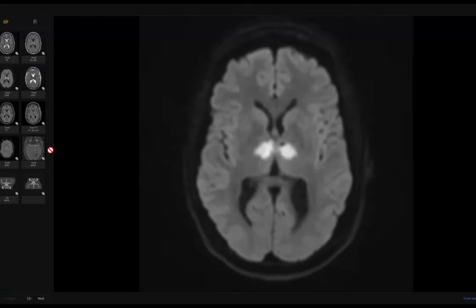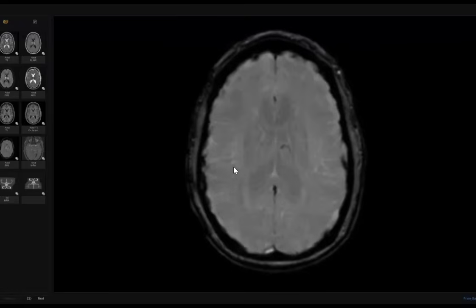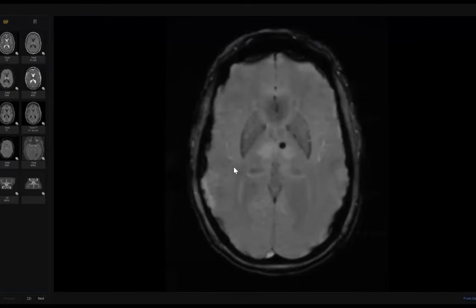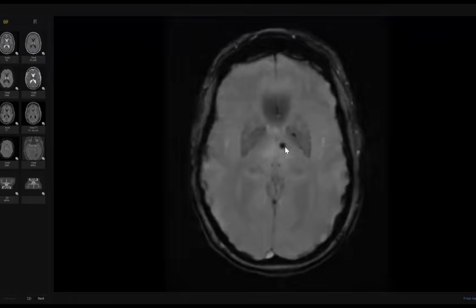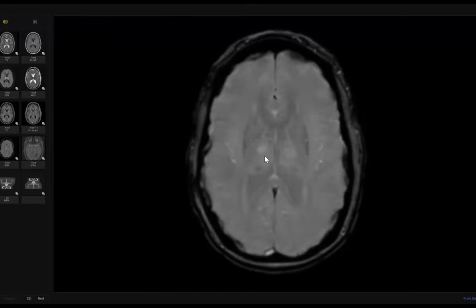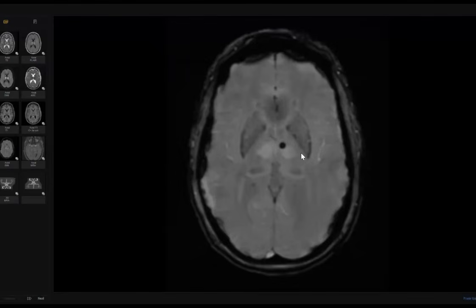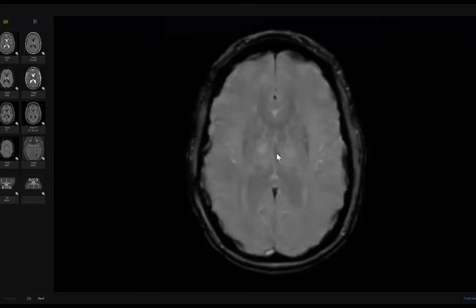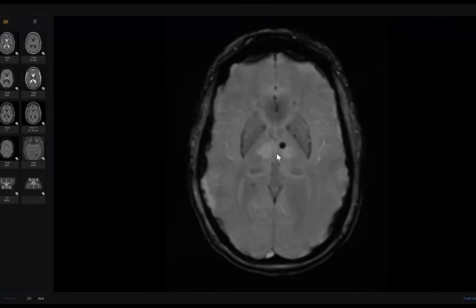Number two, see here, apart from this focus, which may be mineral calcification or something like this, there is no hemorrhage. So it is almost something related to arterial occlusion. It is likely to be arterial infarction more than venous infarction.